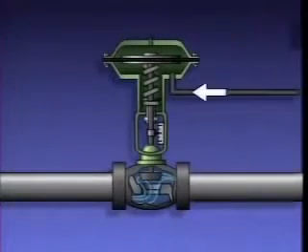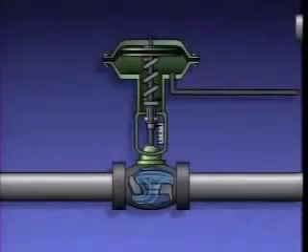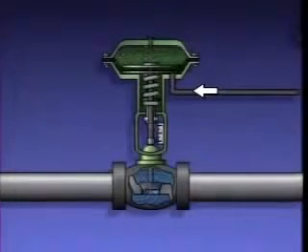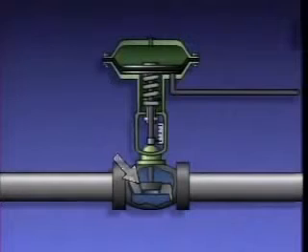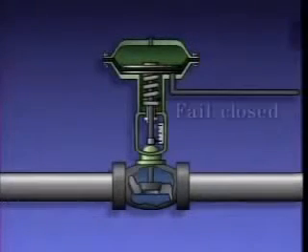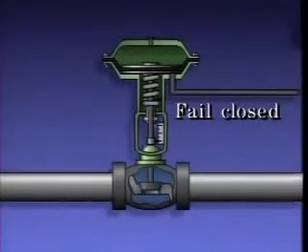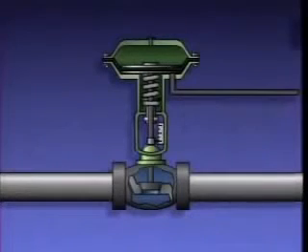During operation, air pressure is fed into the lower chamber. This causes the diaphragm to lift, which expands the spring, raises the stem, and opens the valve. When air pressure is reduced, the spring pulls the diaphragm and the stem downward, closing the valve. A control valve using this kind of actuator is said to fail closed because if air pressure is lost, the spring in the actuator will close the valve.